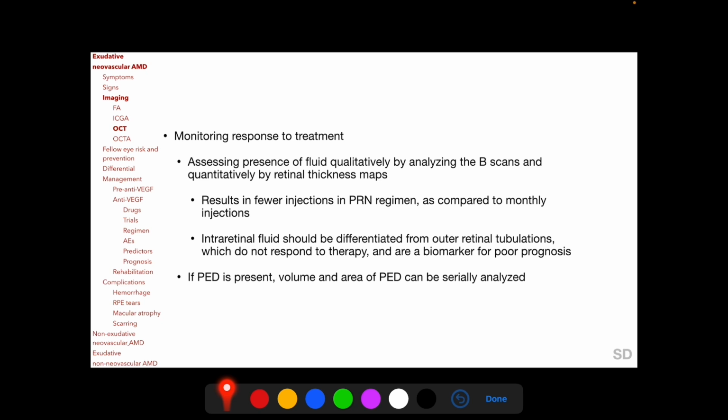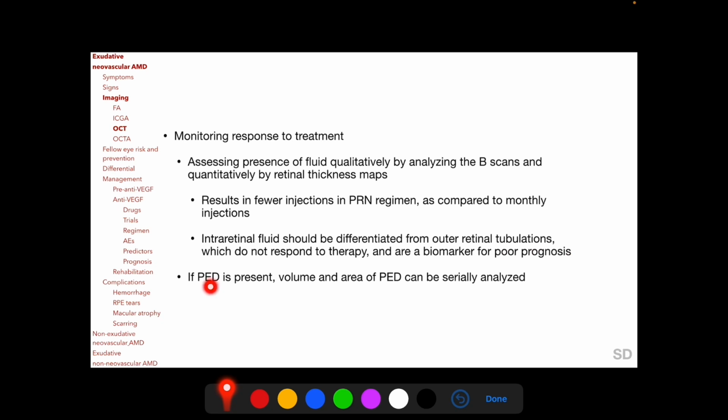OCT plays a crucial role in monitoring response of neovascular AMD to therapy by assessing presence of fluid, either qualitatively by analyzing the OCT B-scans or quantitatively by analyzing retinal thickness maps, and this is particularly important in PRN anti-VEGF regimens. On follow-up, intraretinal fluid should be differentiated from outer retinal tubulations, which we have discussed in the previous session, because outer retinal tubulations do not respond to anti-VEGF therapy and are a biomarker for poor prognosis.